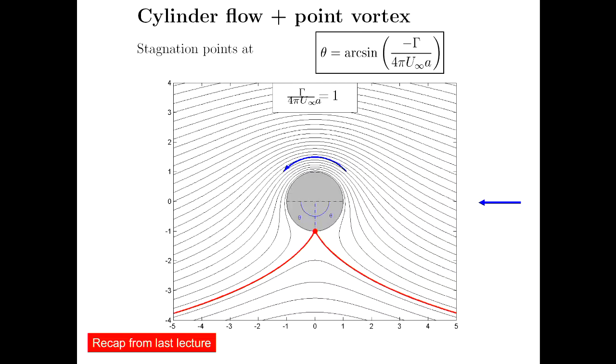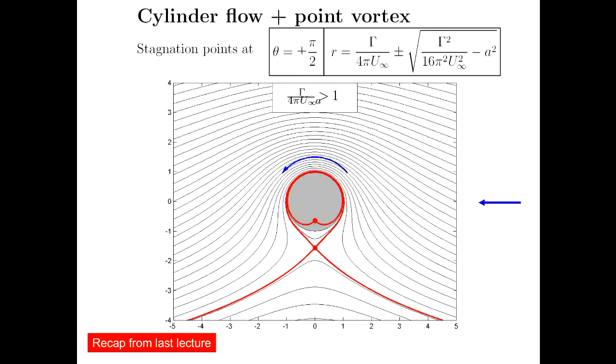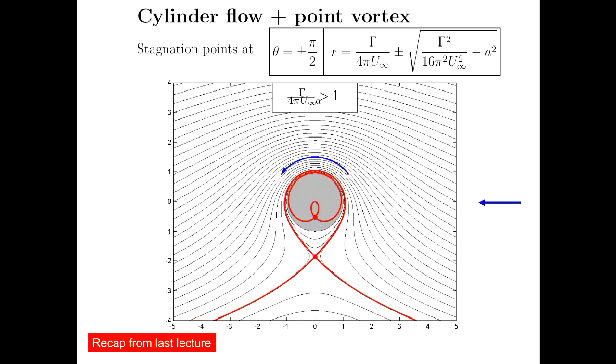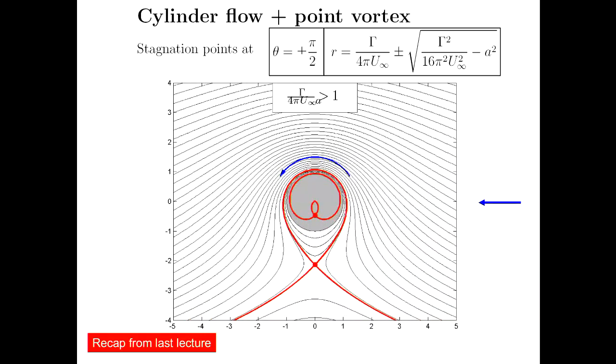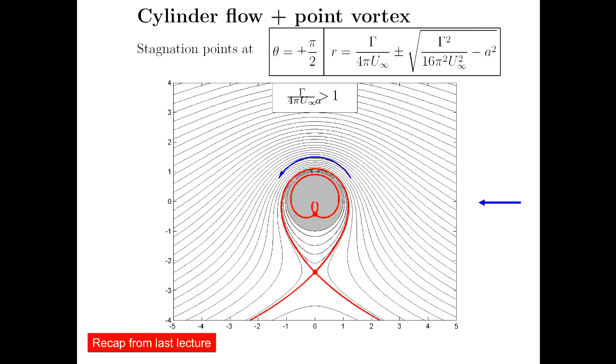Now, if we increase the parameter further, or if we increase the circulation relative to our free stream velocity, so if we spin it even further, you can see that the stagnation point has detached from our cylinder. Then we have 2 stagnation points occurring, one inside of the cylinder and one away from the cylinder. As I increase circulation even more, you can see that these stagnation points are further and further away from the cylinder.